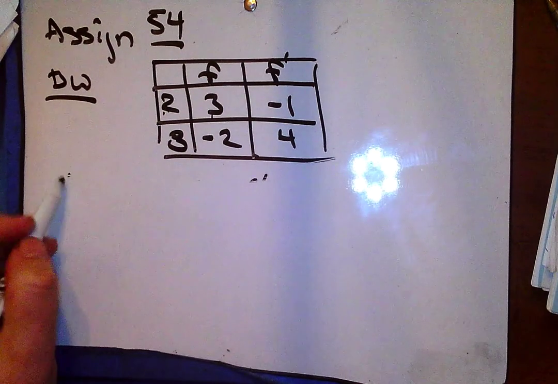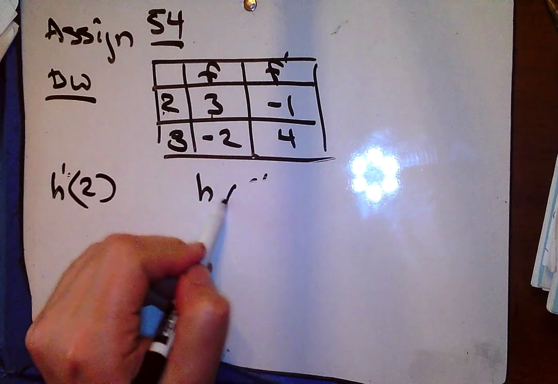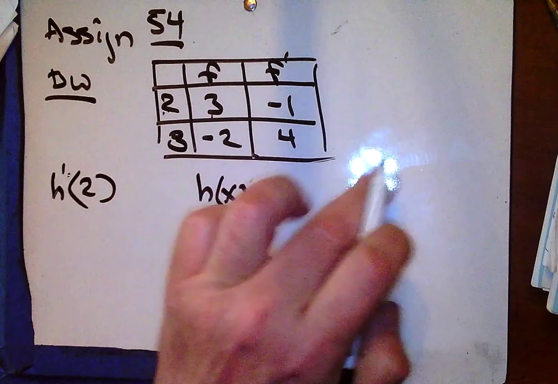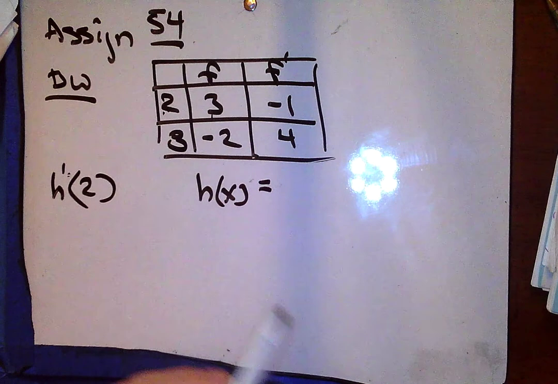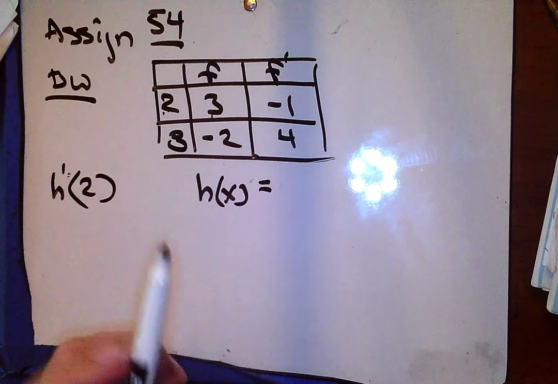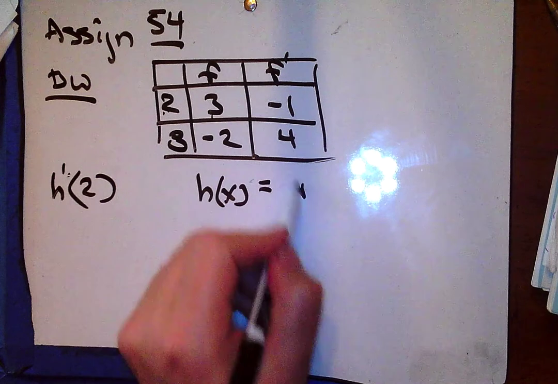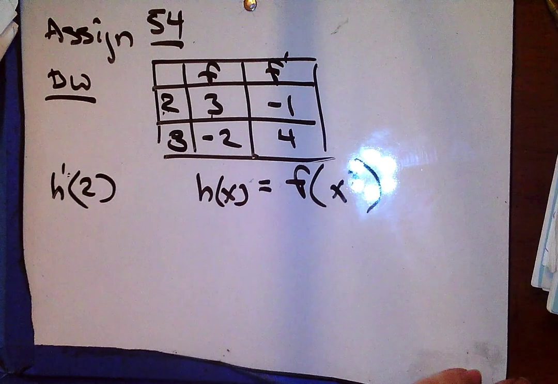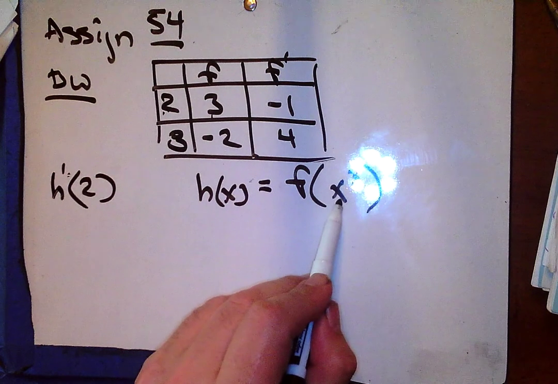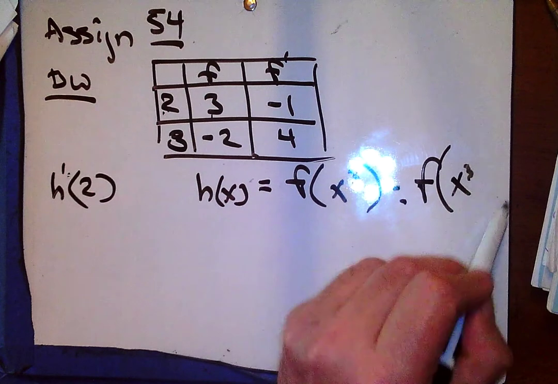So, how about this one? Find h prime of 2. And it is known that h, just love that statement, it is known. Known by whom? Known by the local gazelles. The gazelles know. Okay, h is defined as f of x to the third. Similar, but completely different from the last problem. F of x to the third. I'll put it over here so it's not in the glare zone.